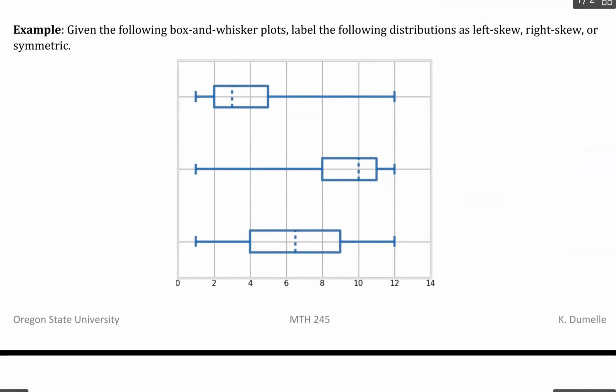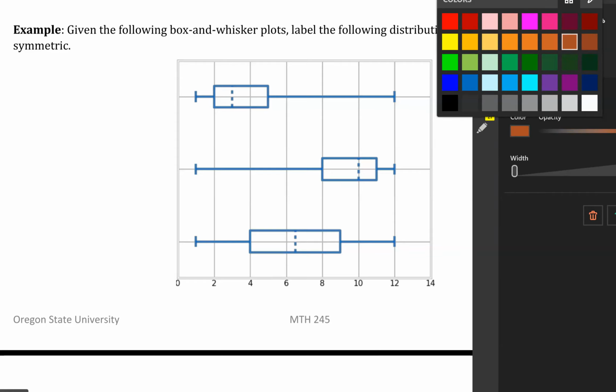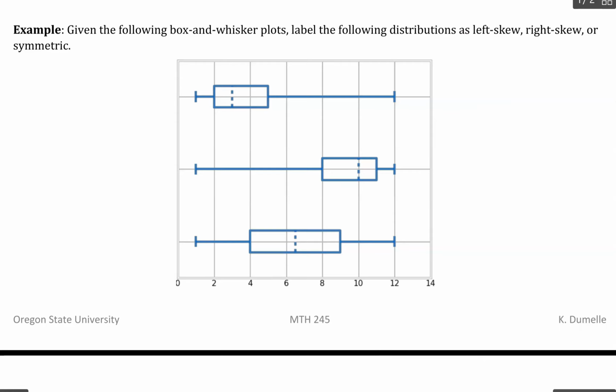Here's our example. Given the following box and whisker plots, label the following distributions as left skew, right skew, or symmetric. Okay, so we were seeing them in histograms above, now we're seeing them in box and whisker plots. So we can see which pieces of information are on here. Just to remind you, we have the minimum, we have the maximum, Q1, which is the median of the first half, Q3, which is the median of the second half, and then that dotted line is the median, the middle of the data.